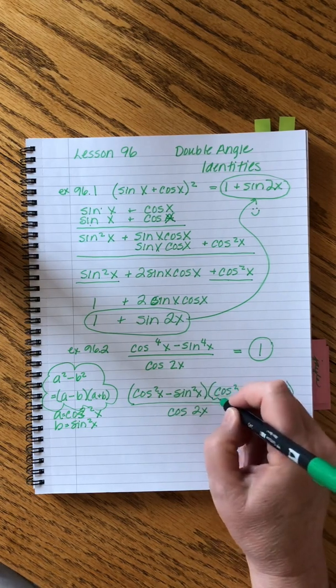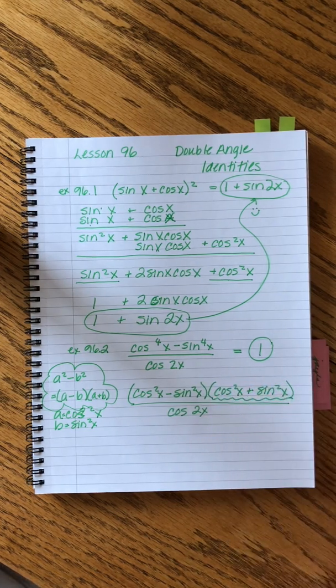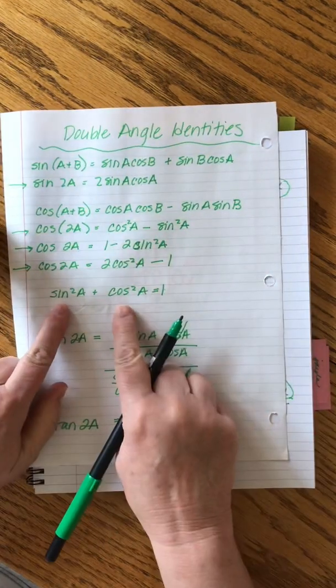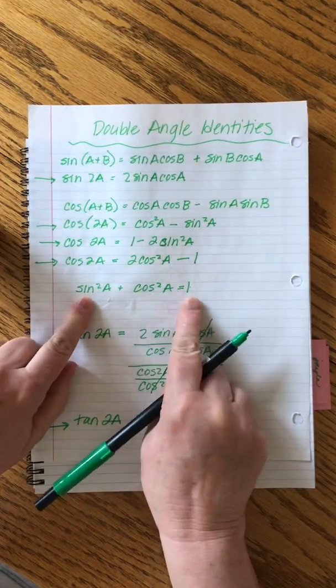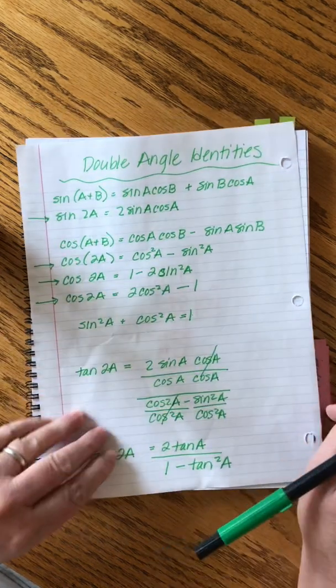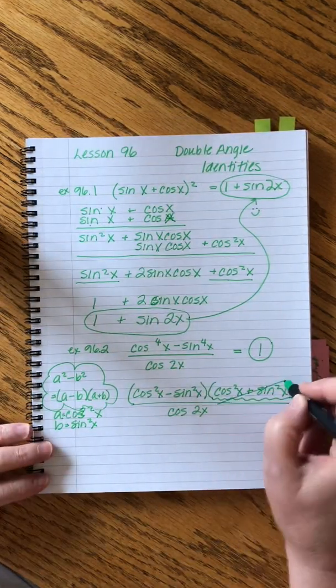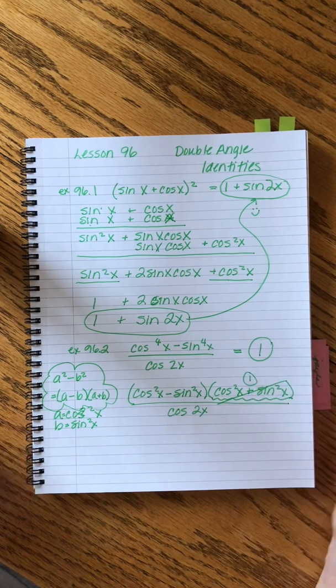This I recognize once again as the first of our Pythagorean identities. We usually write it with sine first, but it doesn't matter. It equals 1. This then is equal to 1. Beautiful.